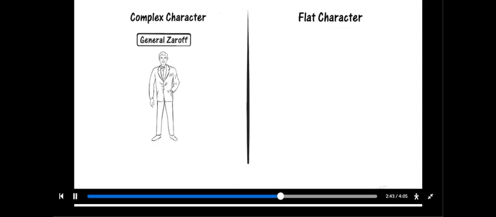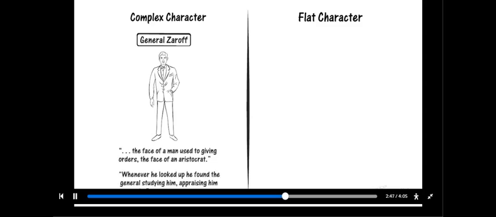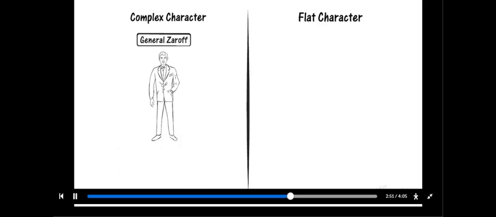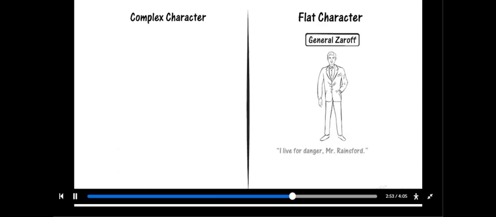Zaroff, Rainsford's adversary, is a little trickier to identify as a complex or flat character. Zaroff is many things: cultured, a gracious host, commanding, and coldly analytical. But Zaroff can also be defined by just two characteristics. First, he's a thrill seeker. He lives to hunt because it's the only thing that amuses him.